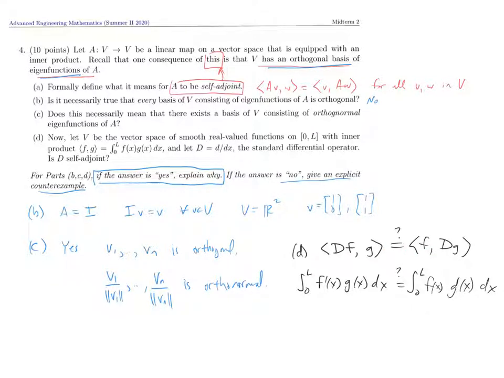So what's an example? Well, let's take one where the derivative is 0. What if f of x equals 1 and g of x is anything else, like x squared? Then the left-hand side is going to be 0, because we have 0 times x squared, integrated. The right-hand side is going to be 1 times 2x integrated from 0 to L. That's going to be non-zero.